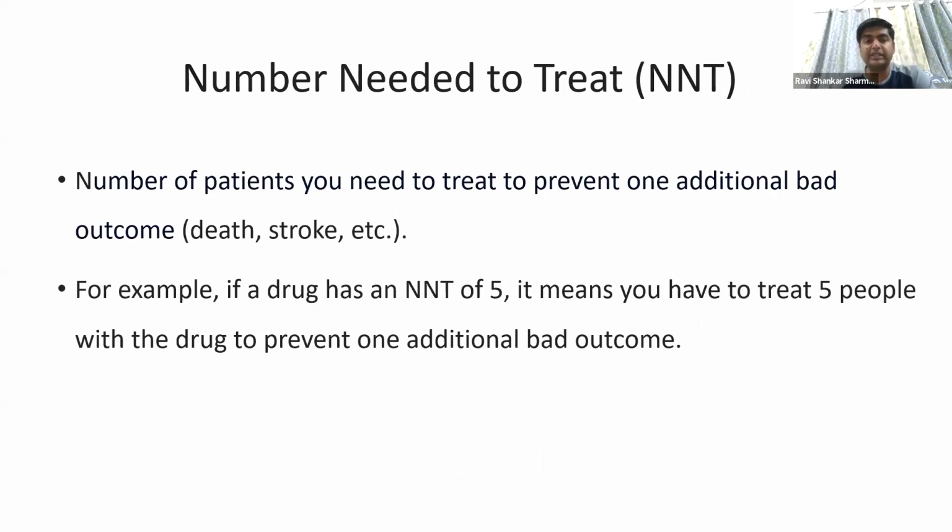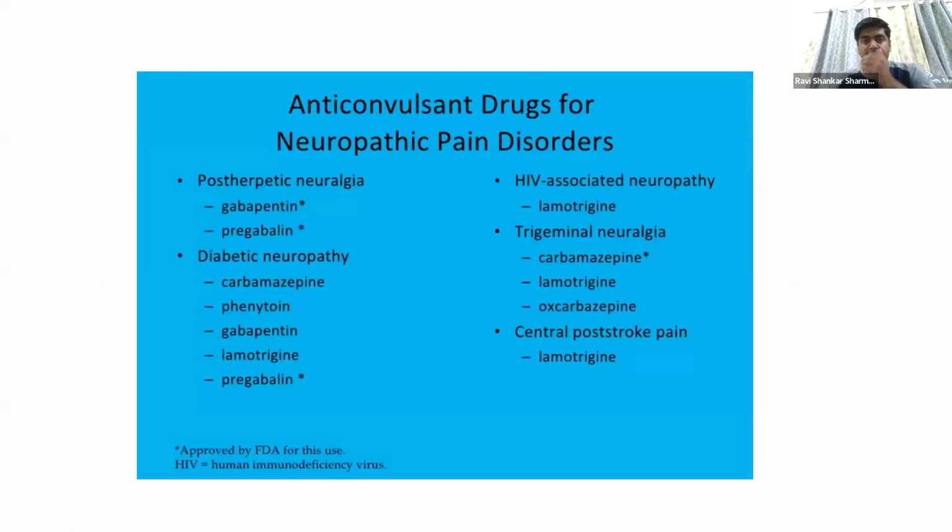So, the number of patients you need to treat to prevent one additional bad outcome. In terms of medicine, you are talking about death or a stroke. For example, if a drug has an NNT of 5, it means you have to treat at least 5 patients with the same drug to prevent one additional bad outcome.